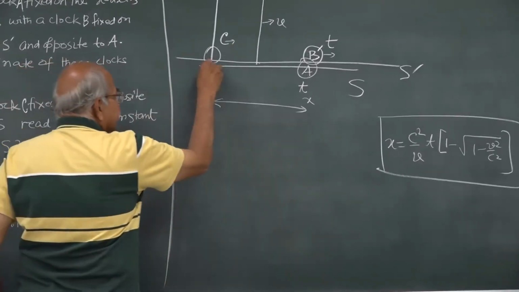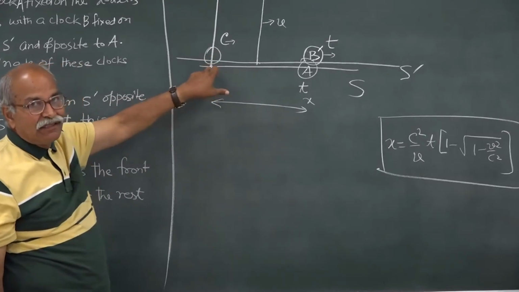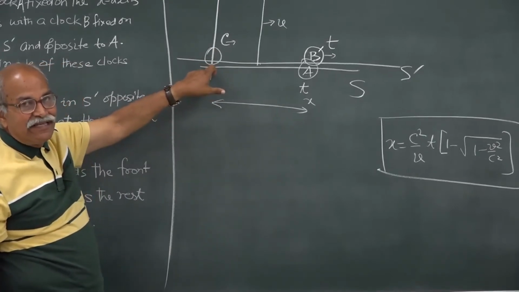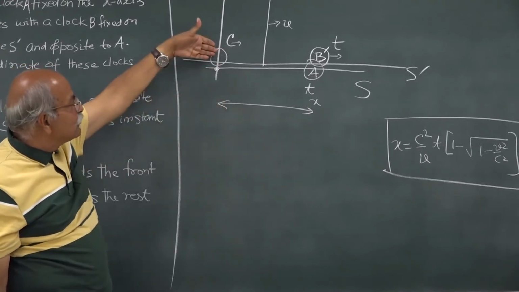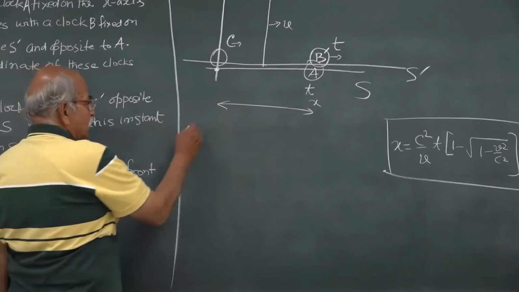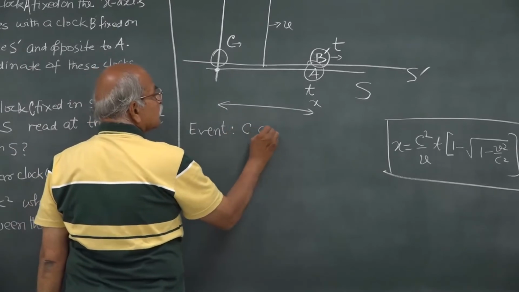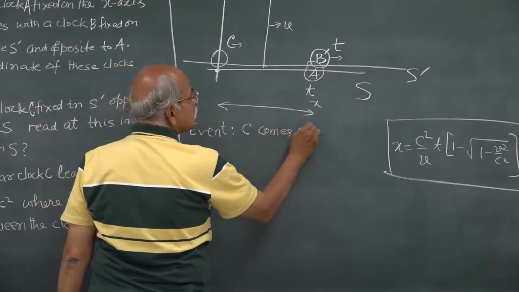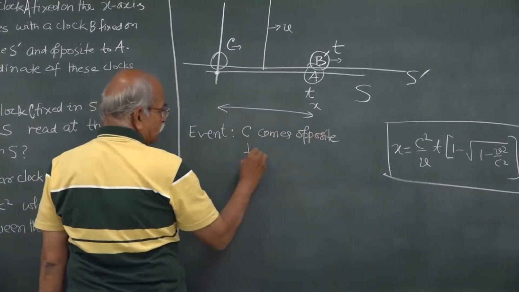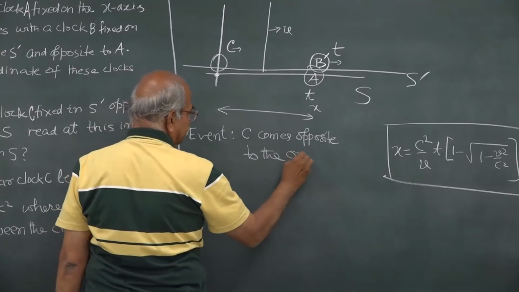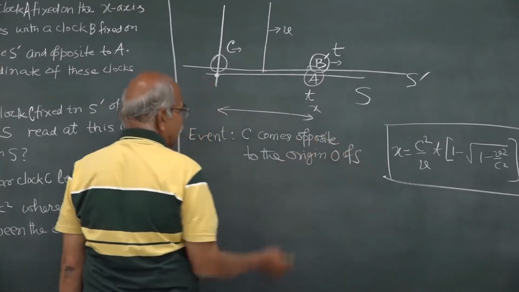Now this event, clock C is opposite to the origin. What are the x and t as seen from S, and from there we can get the reading of this clock. So our event is: C comes opposite to the origin O of S. This is the event.